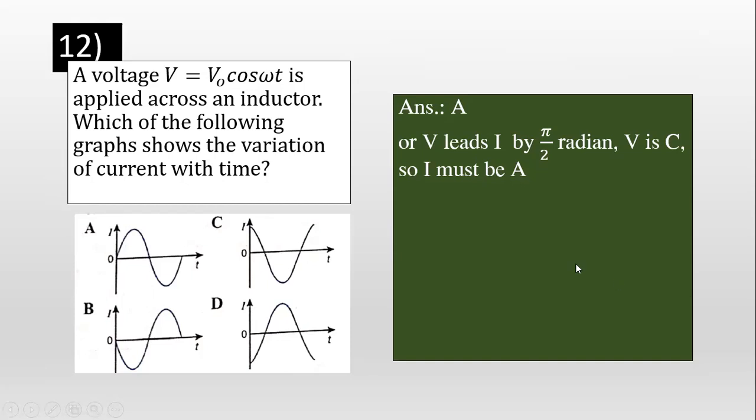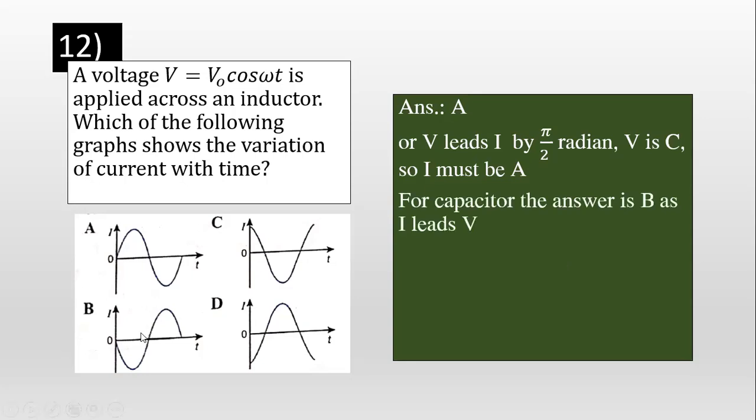Whereas if it's a capacitor, then this one is just telling you this is for V, and you want V to lead I. That's your V, the maximum comes first, then this one comes later. Okay, for the capacitor, the answer is B.